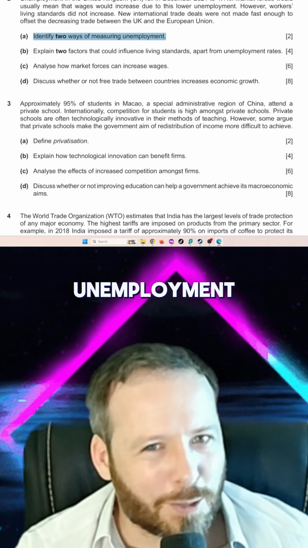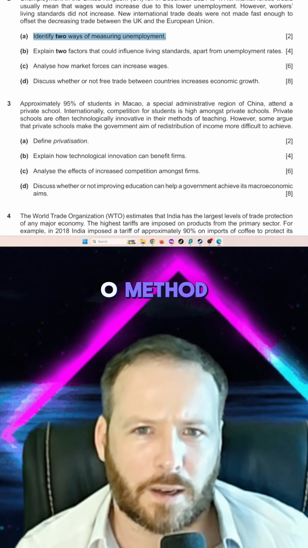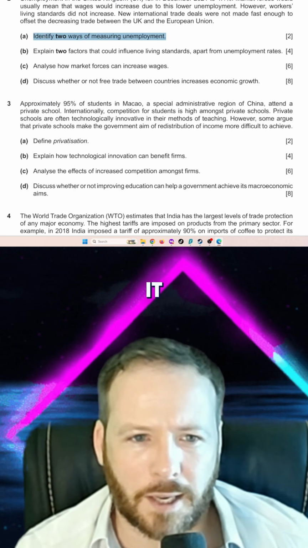Do you remember how to measure unemployment? So if you write the 2 words claimant and count, you should get a mark, and you should also write the ILO method. You're not writing too much, you don't even need to explain it, just identify them.